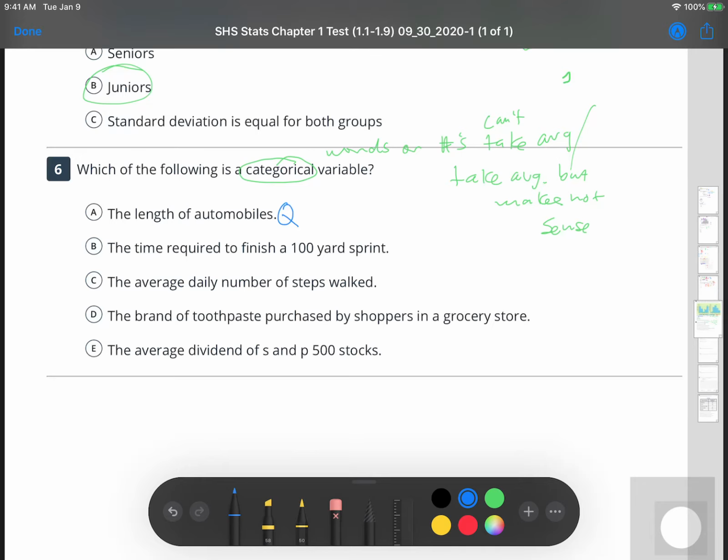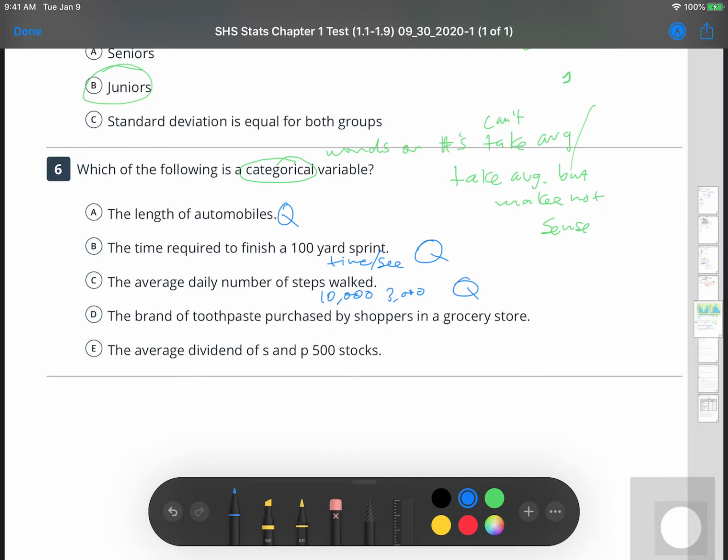The time required to finish the 100-yard sprint. So that's time, and time is measured in seconds, so that is quantitative. The average daily number of steps walked. You would hope that I get 10,000 steps a day. It's probably closer to 3,000. Those are numbers that you can take the average, that makes sense.